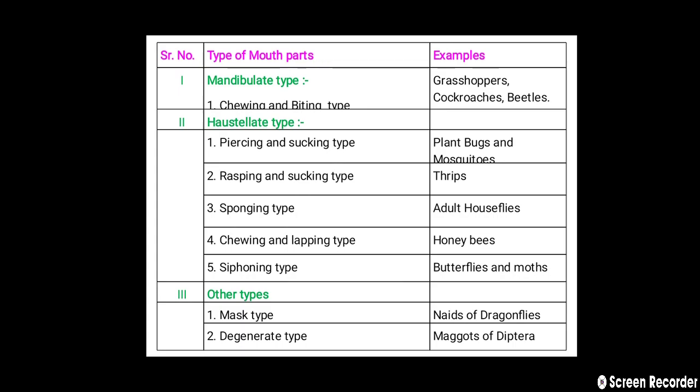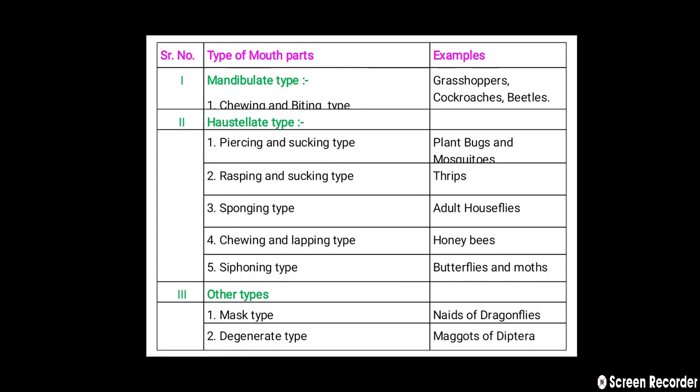Then second is the haustellate type. Haustellate type of mouthparts is again divided into five types: piercing and sucking type, rasping and sucking type, third one is the sponging type, then chewing and lapping type, and siphoning type. And third are the other types like the mask type and the degenerate type. The mask type of mouthparts is present in nymphs of dragonflies, and the degenerate type is present in maggots of Diptera.